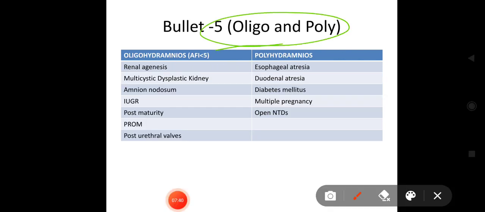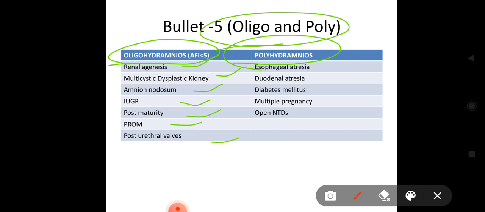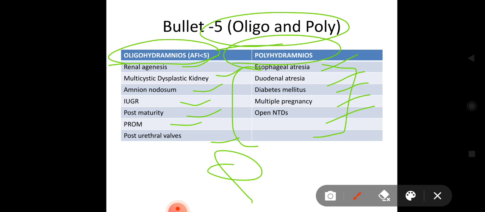Now, causes of oligohydramnios and polyhydramnios. Oligohydramnios is AFI less than 5. The causes of oligohydramnios are renal agenesis, multicystic dysplastic kidney, amnion nodosum, IUGR, post maturity, PROM, and posterior urethral valves. While in polyhydramnios, these are the important causes: esophageal atresia, duodenal atresia, diabetes mellitus, multiple pregnancy, open neural tube defects. So how will the question be framed? Which of the following are the causes of oligohydramnios except? So three options will be from this table, and one of them will be from the other table, so you have to choose appropriately.